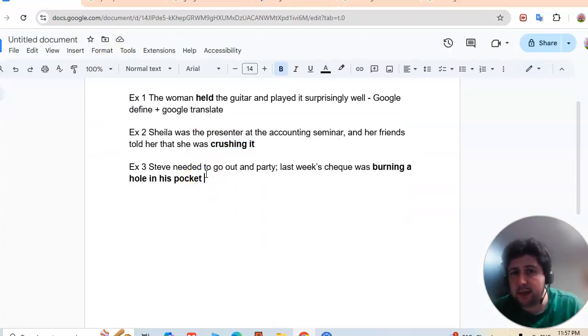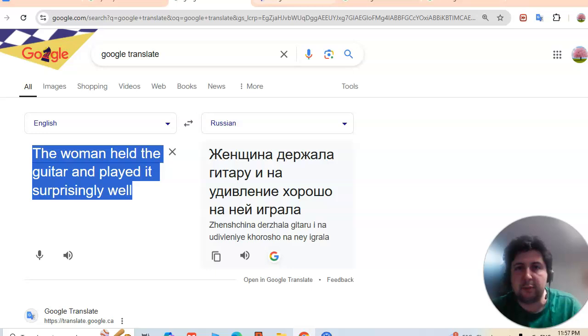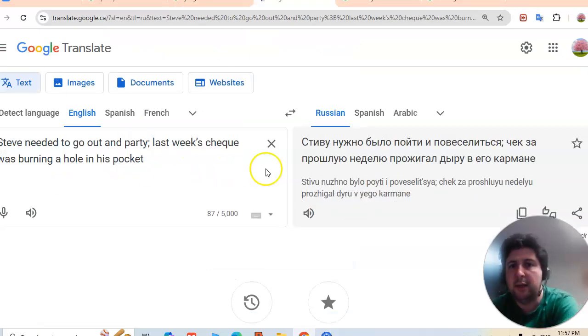Now, sometimes you don't get AI. Steve needed to go out and party. Last week's check was burning a hole in his pocket. So we take burning a hole. I guess we take the whole phrase. What does it mean to burn a hole in his pocket? Let's see if Google Translator will explain this one for us as well correctly.